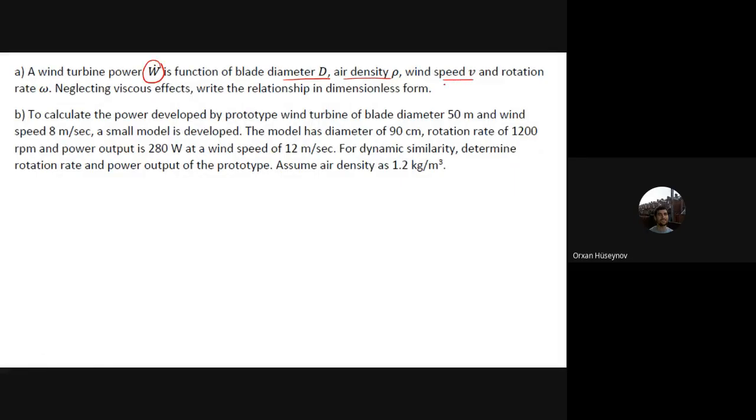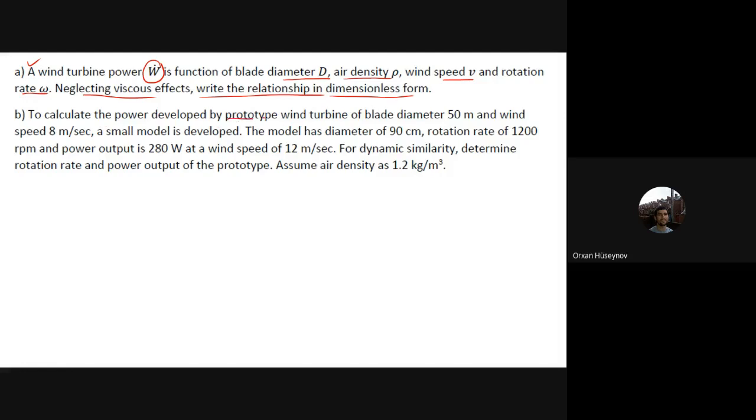So the wind speed of V and the rotational rate of omega. And neglecting viscous effects, write the relationship in dimensionless form. This is the first part of the question. The second part of the question says that we have to calculate the power developed by the prototype wind turbine.